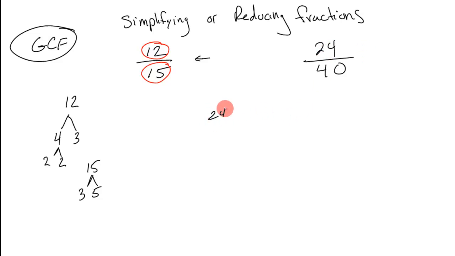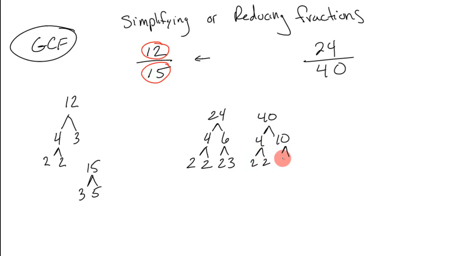Let's break 24 apart. 4 and 6. It doesn't matter if it's 8 and 3 or 4 and 6. The prime factor tree ends the same. And then 40. 4 and 10. Perfect. Now I can rewrite them like this.